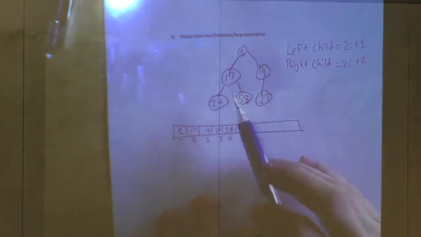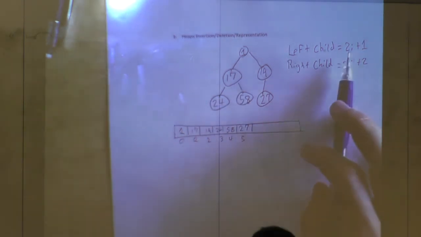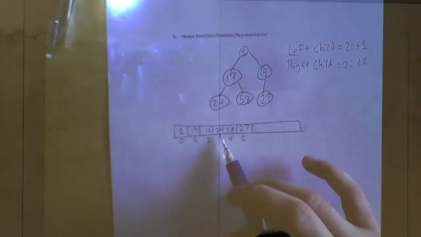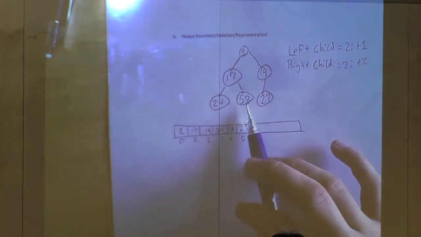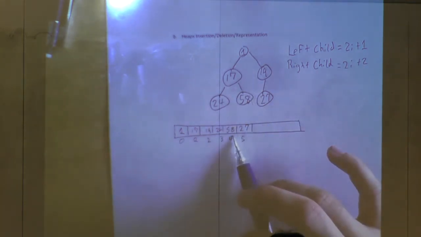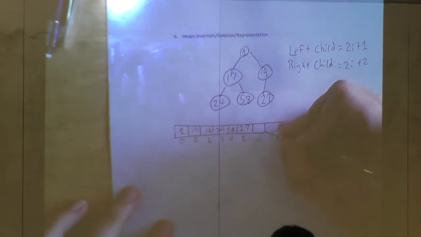So if you want to try it with 17, for example, 17 is in index 1, so its left child should be at 2 times 1 plus 1, which should be 3. So 24 is its left child, and then its right child should be at 2 times 1 plus 2, which should be 4. 58 is in the 4th index. Everybody got that? Okay.